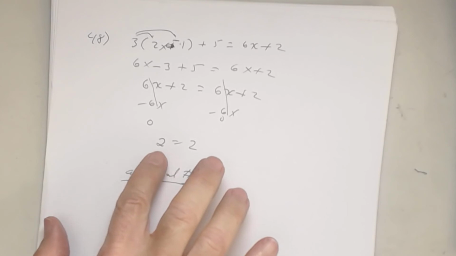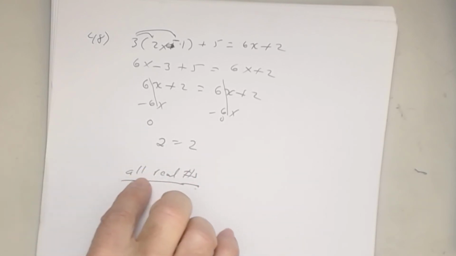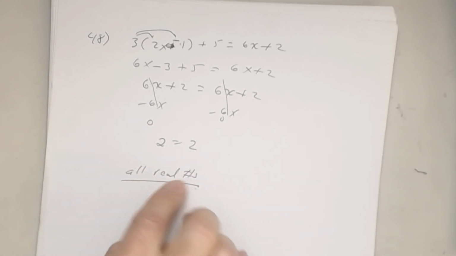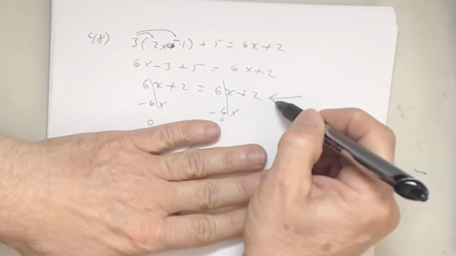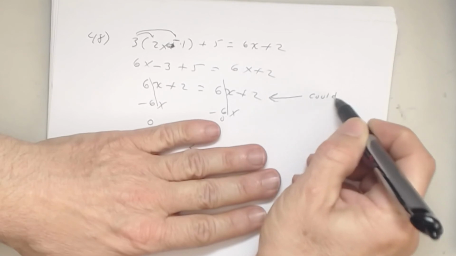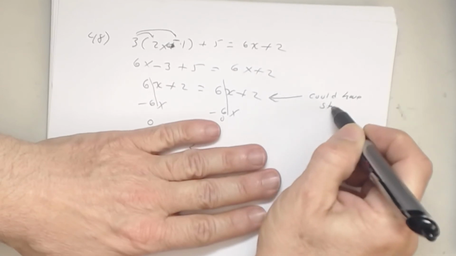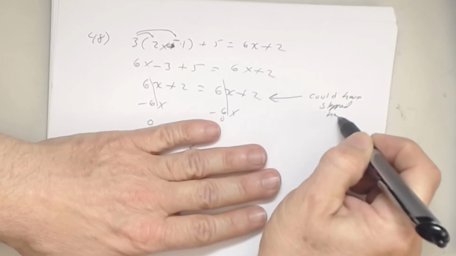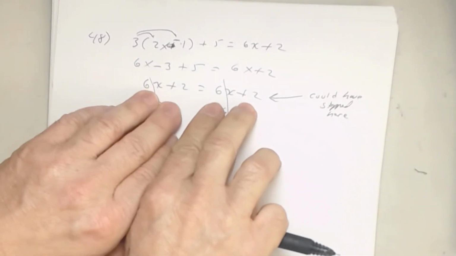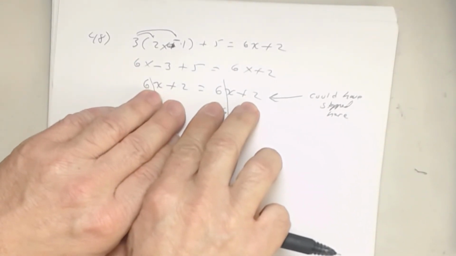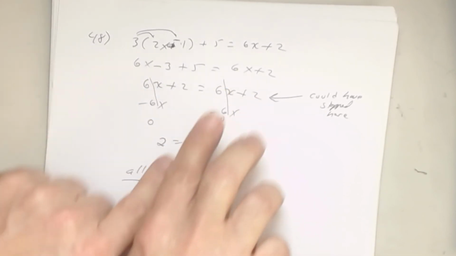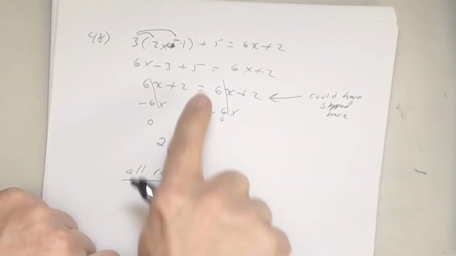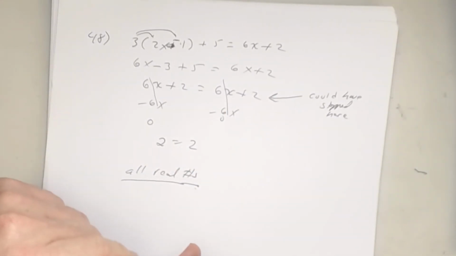If the statement is false, you're going to say no solution. Now let me just say this. You could have stopped here. Because what do you notice about these two sides? They are identical. 6x plus 2 equals 6x plus 2. That's an identical statement. So that means your solution is going to be all real numbers. So you could have stopped here and just said all real numbers. Okay?